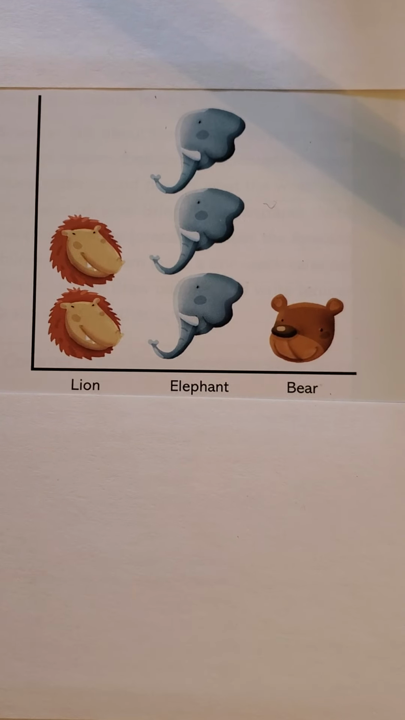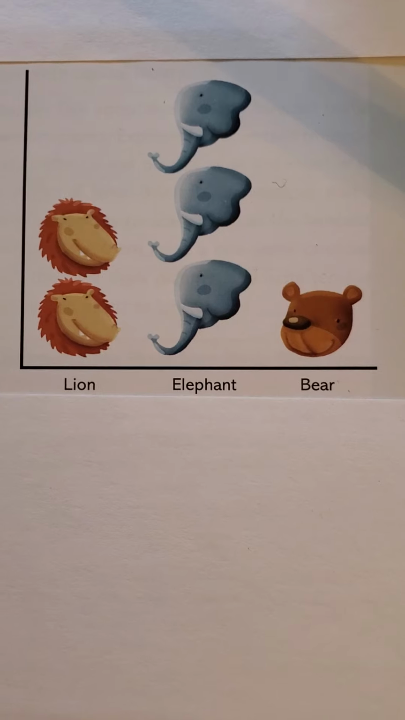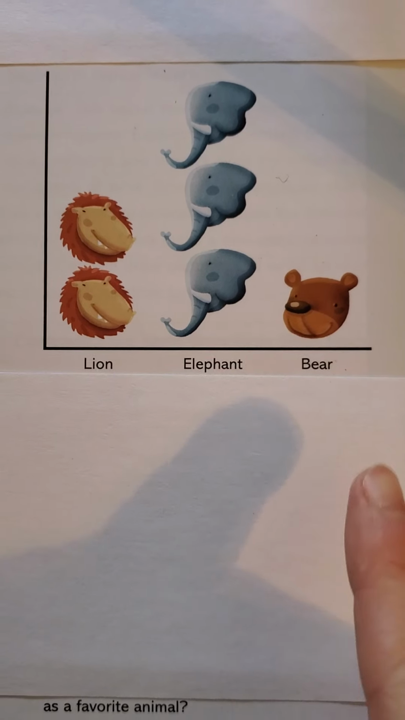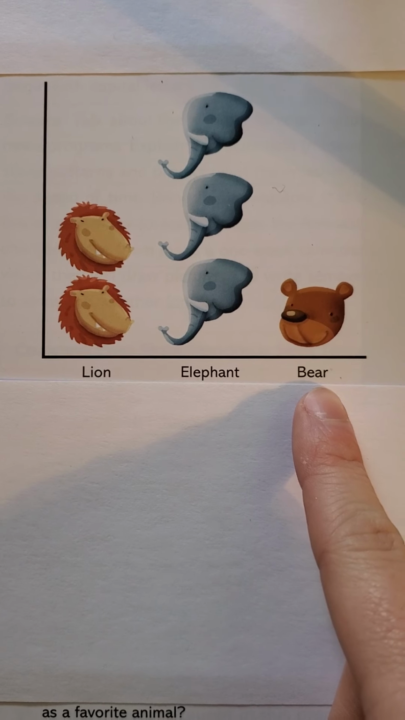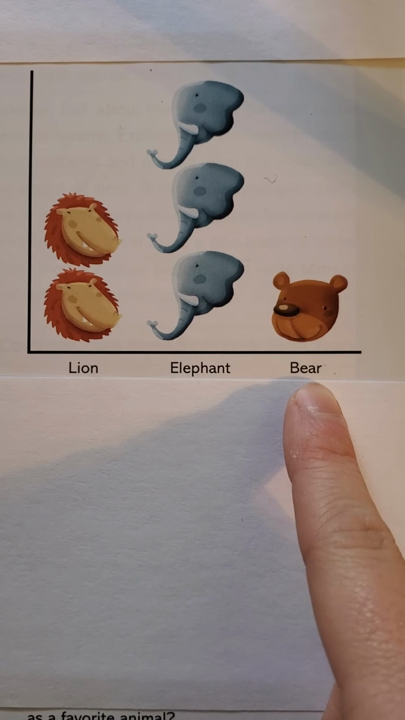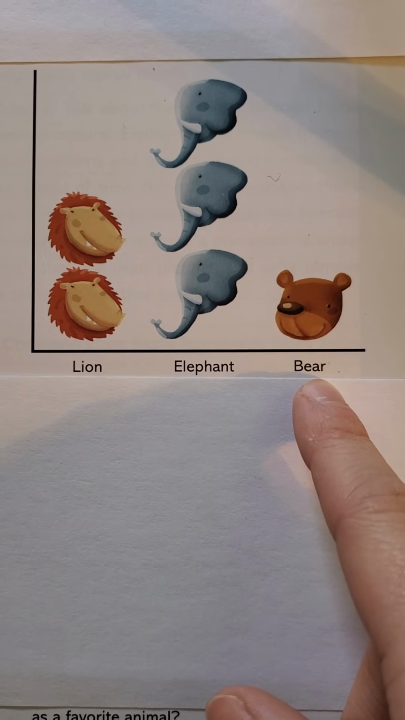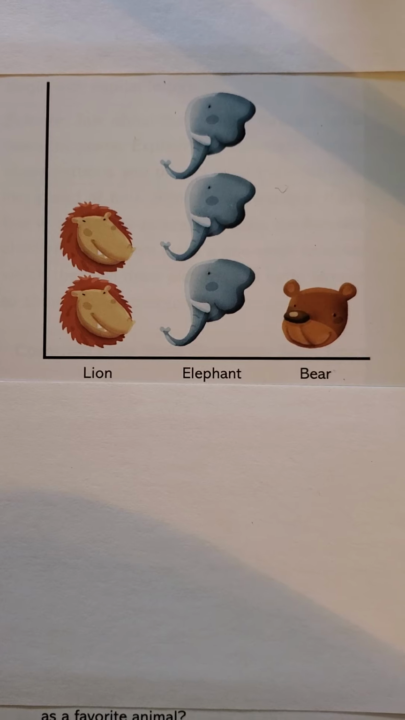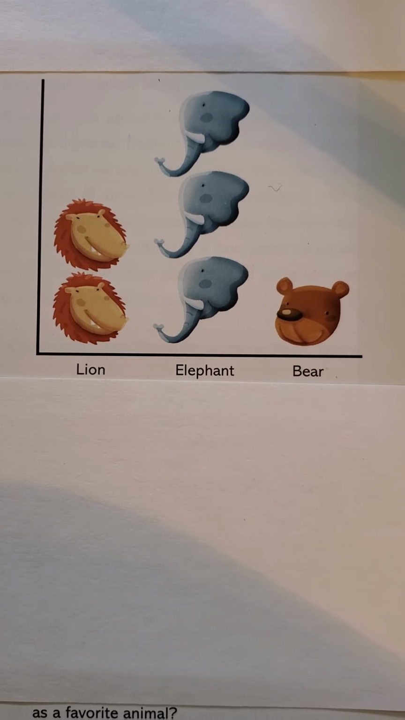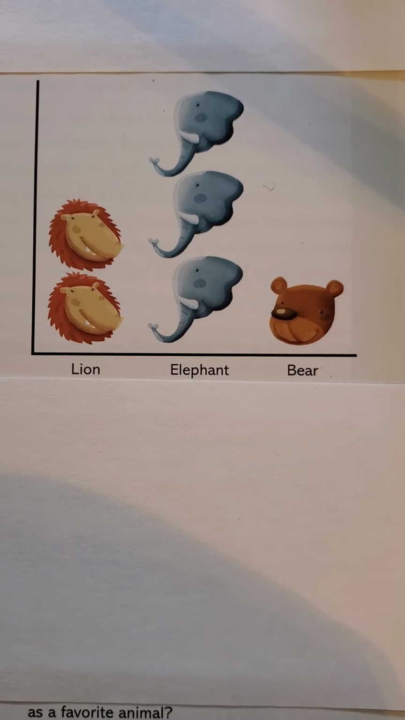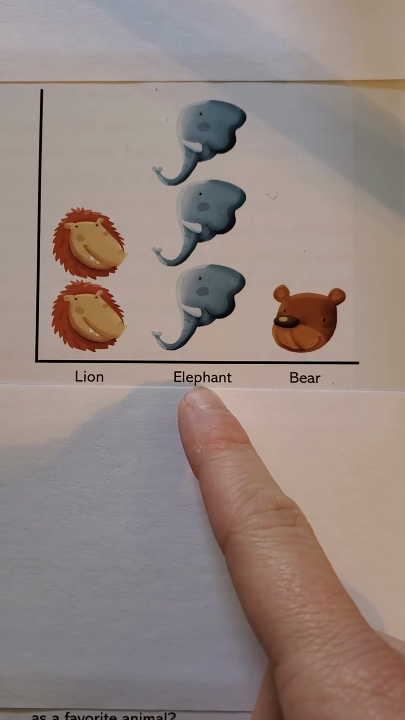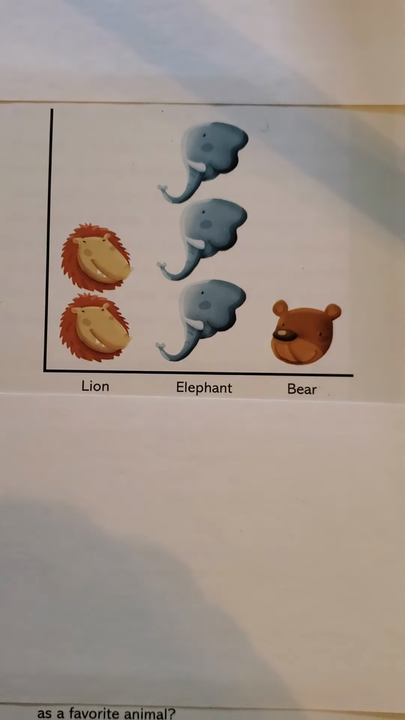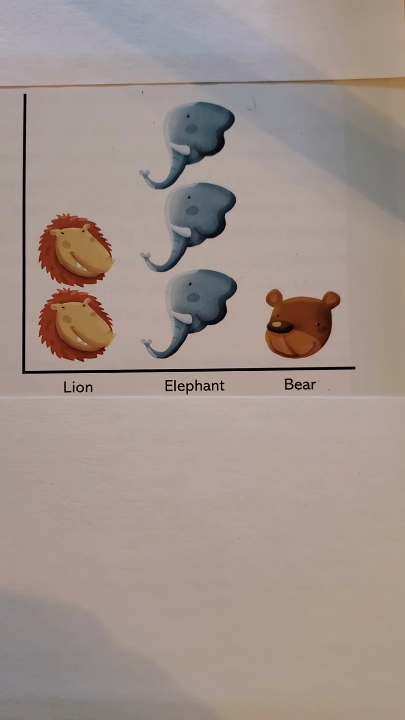So which animal had the least votes? That would have been the bear. The bear had the smallest number of people vote on him to be their most favorite. Which animal got the most votes for being the most favorite, or their first choice for being at the zoo? That would have been the elephant. The elephant had the most votes. So 3 people said that they would like to see the elephant the most.